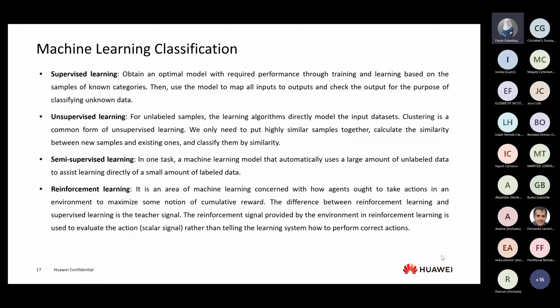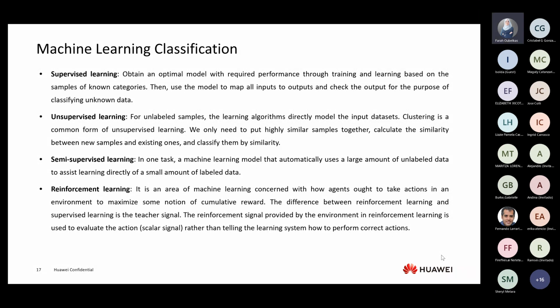Okay, so the third type is semi-supervised learning. It's actually a mix between supervised learning and unsupervised learning. So in this type, we have, for example, a small amount of data that we label, and other data that we don't label. So we have a mix of both worlds.